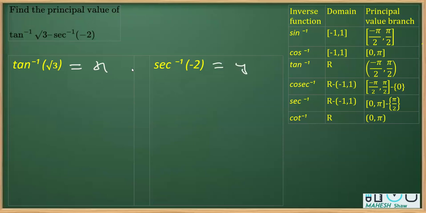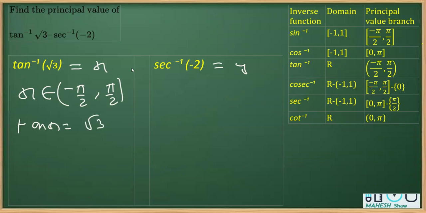Clearly, here x belongs to, as you should know the principal value branch, minus pi by 2 to pi by 2, non-inclusive. Now, from here, we can say that if tan inverse root 3 is equal to x, clearly tan x will be equal to root 3.